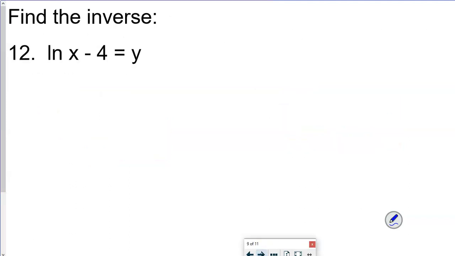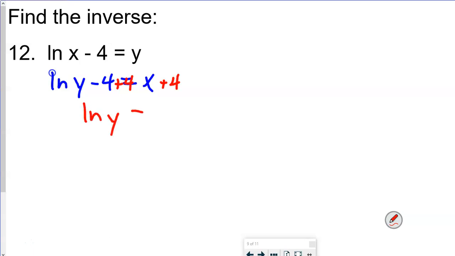Okay, for our next problems, we're doing inverses. So we're going to swap the x and y. So we have ln of y minus 4 is equal to x. We're going to add 4 to both sides. So we have ln of y equals x plus 4. So here again, we're going to use our e to get rid of the ln. So y is going to be equal to, and this is really the inverse of y, e to the x plus 4.